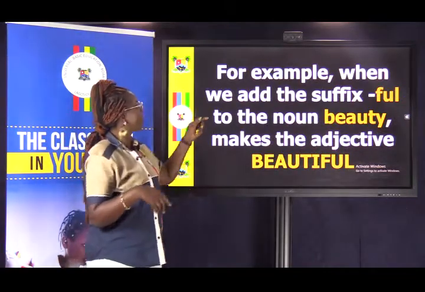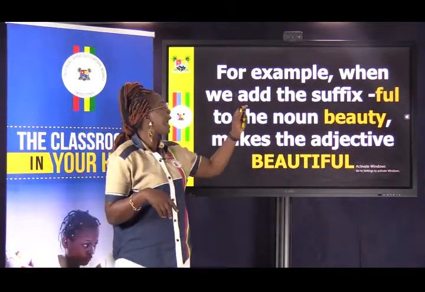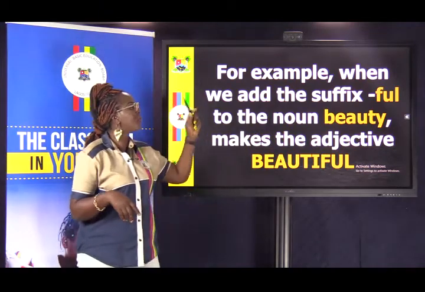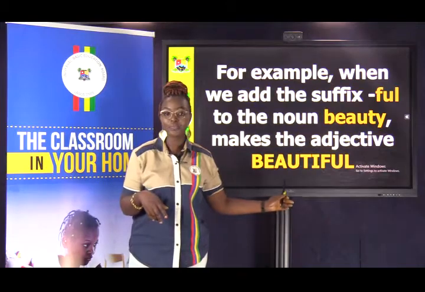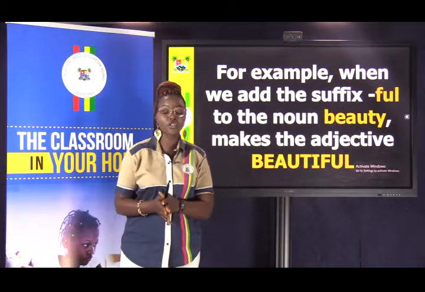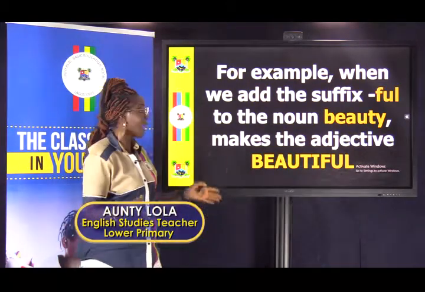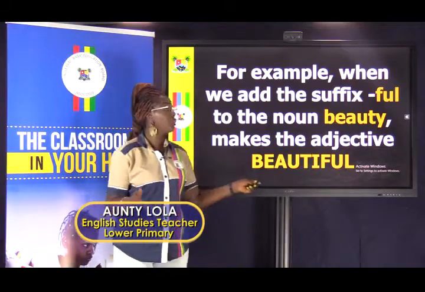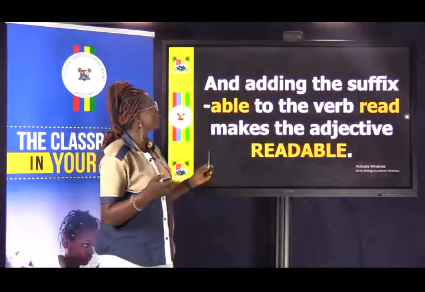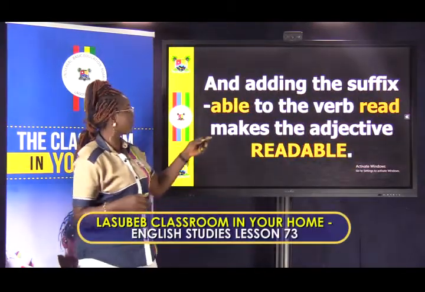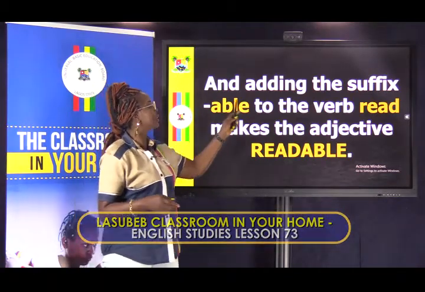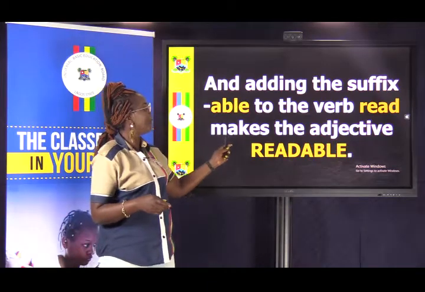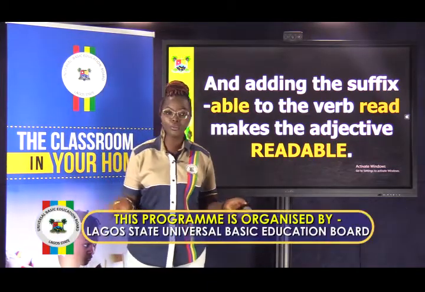Let us see. For example, when we add the suffix ful to the noun beauty, it makes the adjective beautiful, right? Another suffix you might get is ly. You might have beautifully. So we have a lot of suffixes. Now let's look at another suffix, able. So when we add able to the verb read, it makes the adjective readable.